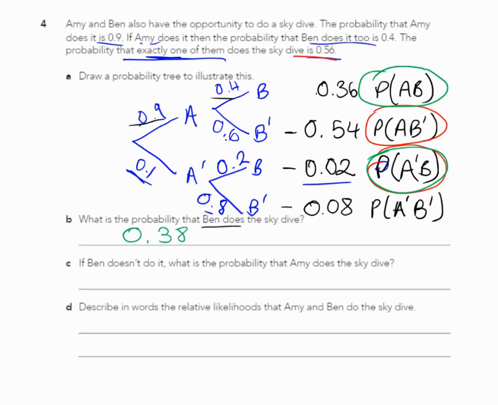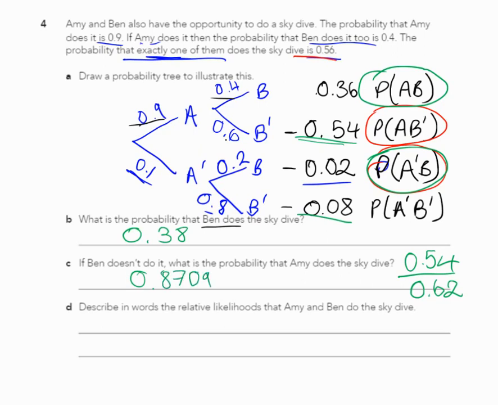Now, if Ben doesn't do it, this is like a conditional probability. So we need to work out the probability that Ben doesn't do it. So that's 0.54 and 0.08. If we add those two together, that's 0.62. Now, out of those two, when Ben doesn't do it, what's the chance that Amy does it? Well, that's our 0.54 there. And 0.54 divided by 0.62 is about 0.8, I think, 0.8709.